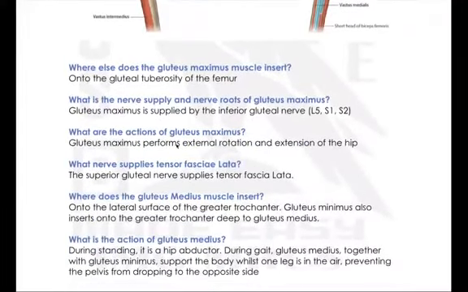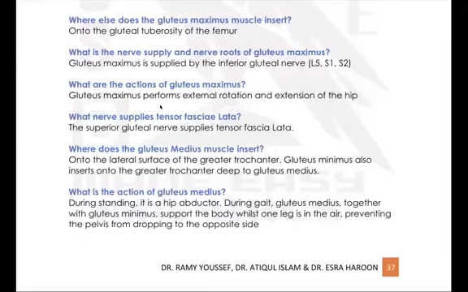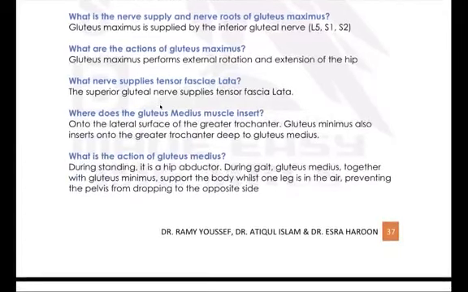So where does the gluteus maximus muscle insert? The gluteal tuberosity. What are the nerve supply and nerve roots of the gluteus maximus? It is supplied by the inferior gluteal nerve, and the root value is L5, S1, S2. What is the action of the gluteus maximus? Mainly, it is the external rotator and extension of the hip. What is the nerve supply of the tensor fascia lata? The superior gluteal nerve, along with the gluteus medius and the minimus. And about the muscle insertions, all of you already know.